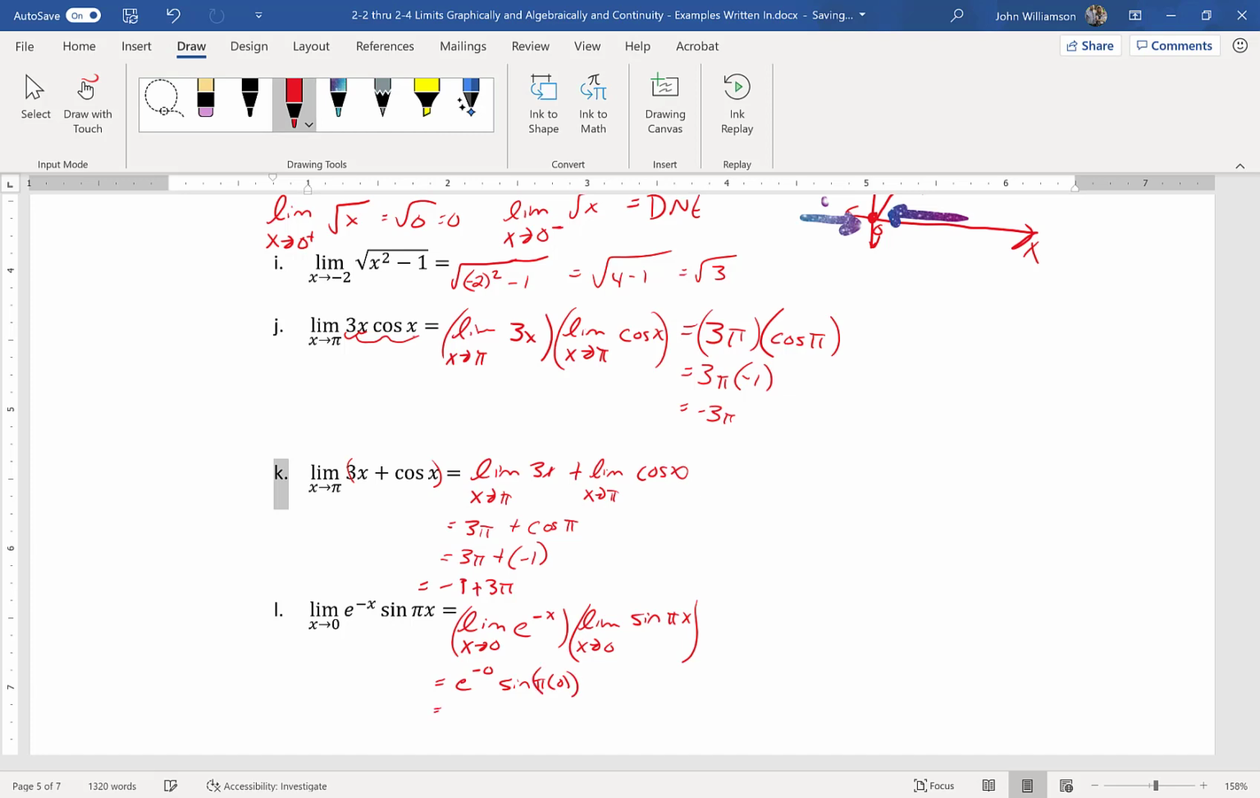And so e to the negative 0 is just e to the 0, and anything to the 0 power is always 1. That's right. So this is 1 times sine of 0. And so we know sine of 0 is 0. So this is 1 times 0, which just then gives us 0.